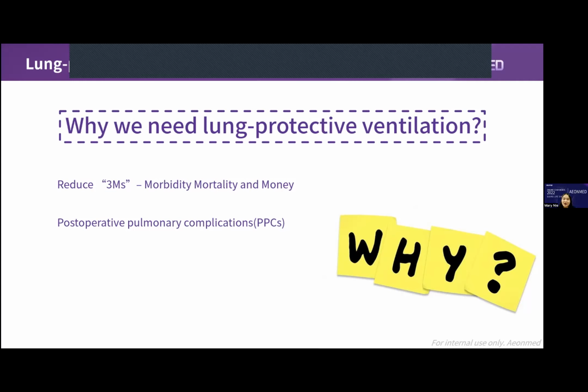No, this one is for our patients, because when we have the post-operative pulmonary complications, my patients are going to prolong their hospital stay time, and they need to spend more money, spend more time to cure their, like Dr. Zhang mentioned before, the atelectasis, the pulmonary edema, or the emphysema, this kind of risks or pulmonary complications. So try to give a lung protective ventilation during the surgeries, trying to reduce the 3Ms, morbidity, mortality, and my patient's money.